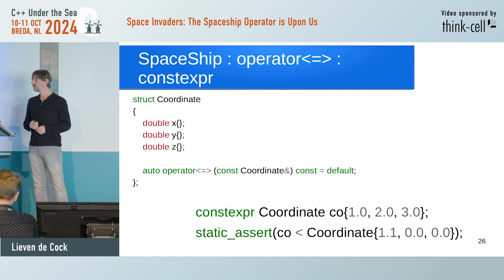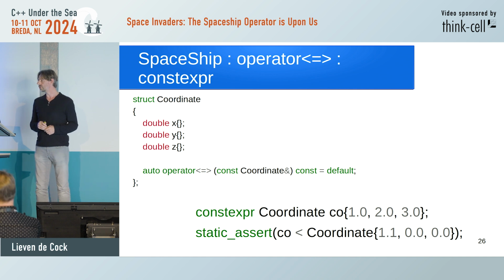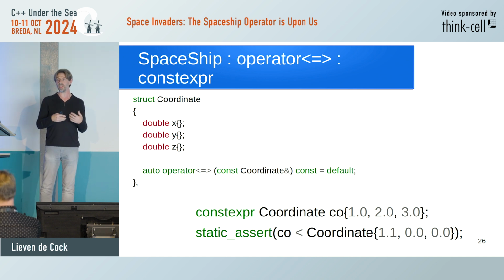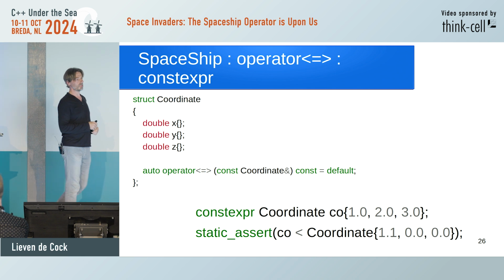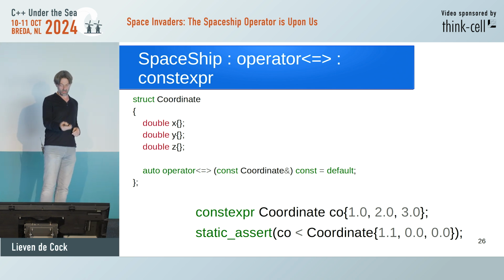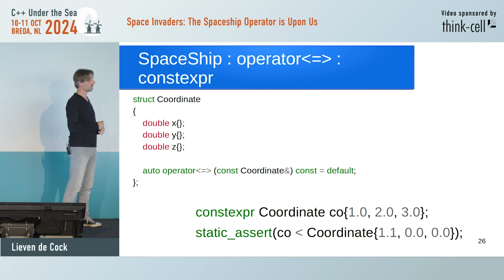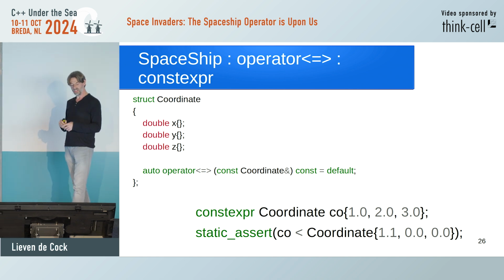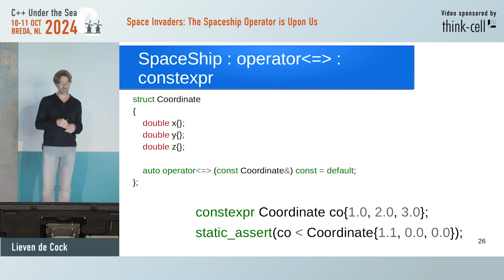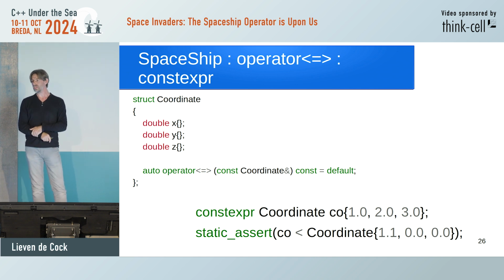As mentioned, if the members of your struct allow it to be noexcept and constexpr, the spaceship operator will also be constexpr. So let's have a struct coordinate which has an x, y, z, and we say spaceship operator default. I leave it up to you. The doubles can be constexpr. We will see with the static assert that the coordinate 10, 20, 30 is smaller or equal to the coordinate 11, 0, 0. The x coordinate was enough to make the decision.